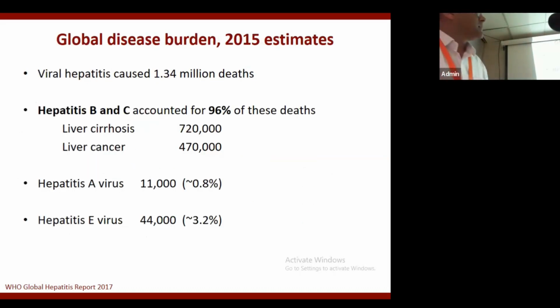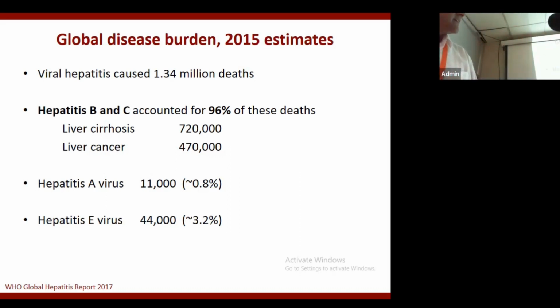This is another important point. A total of 1.3 million deaths are caused by viral hepatitis, and 96% of deaths are caused by hepatitis B and C. Only 4% of hepatitis deaths are caused by hepatitis A and E. But whenever there is hepatitis, we think it is acute hepatitis, and acute hepatitis is caused by A and E. So we think that most of the hepatitis death is caused by hepatitis A or hepatitis E, but this is not the truth. Most of the deaths are caused by hepatitis B or C. How much? 96% of deaths.